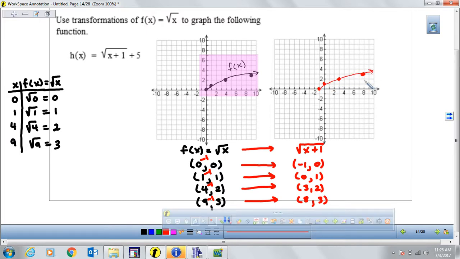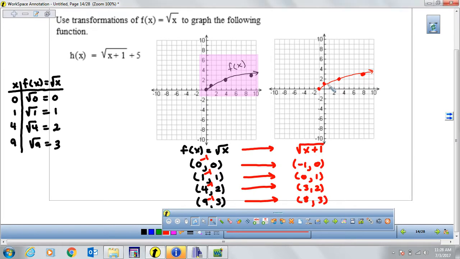You can double check it so you can see that it is correct. So for example, what is the x value here? Negative 1, right? What happens if you substitute a negative 1 into the x? Negative 1 plus 1, it's 0, and the square root of 0 gives you this 0 right here. You can check it and you will see that it gives you all those values.